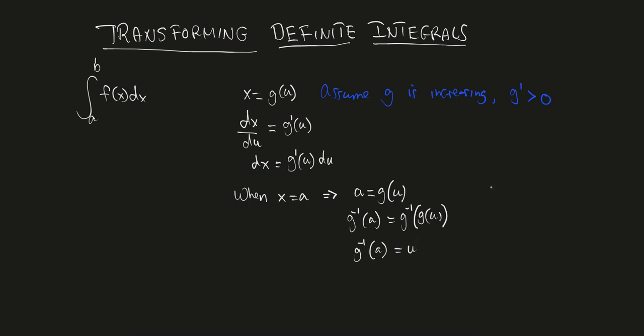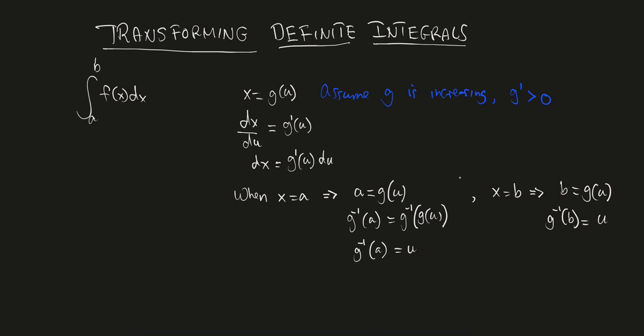And then if we do the same thing for the upper limit, so when x is equal to b, what do we have? We have b is equal to g of u. Again, take the inverse of both sides, and we'll have that g inverse of b is equal to u.